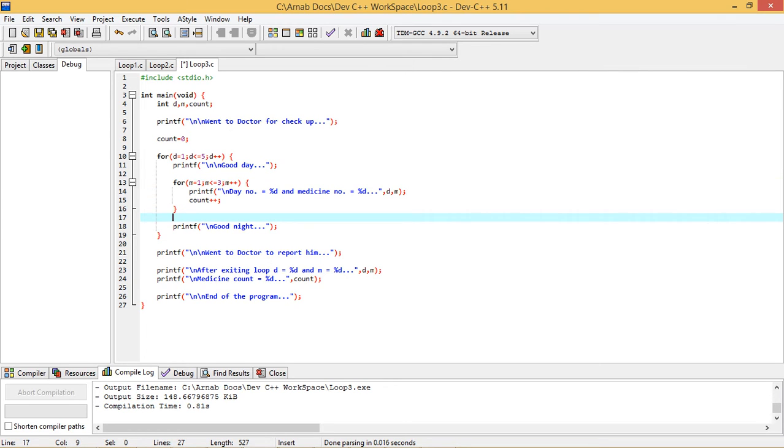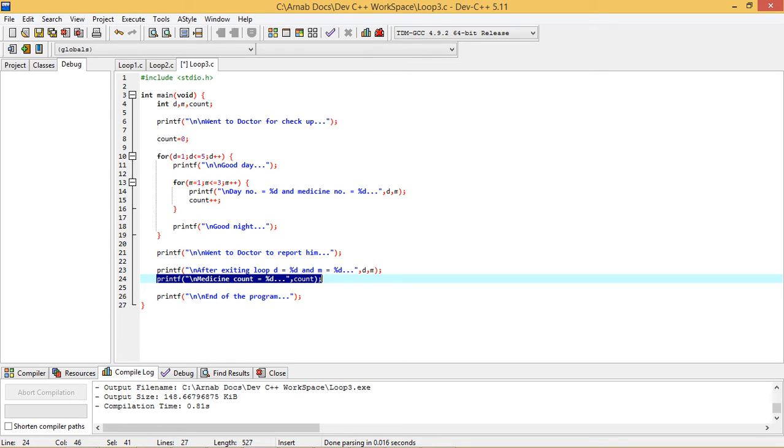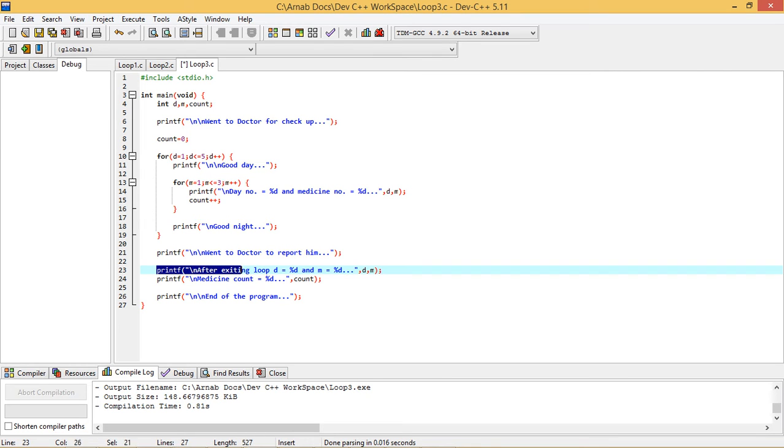I want to check how many medicines I have consumed throughout these 5 days. We know that it is 3 medicines each day. In 5 days, I'm going to consume 15 such tablets. So now after exiting from the loops, I want to print the updated value of D as well as M. I can predict that D is ranging from 1 to 5 and D is getting increased by 1 always. So after exiting this D loop, I think that D must be having the value 6.